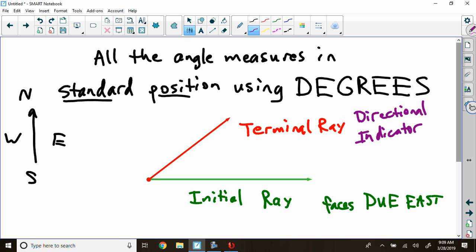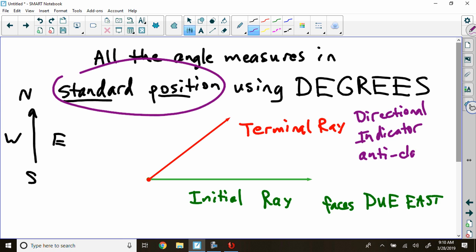So, when you talk about measuring angles in standard position, there's one way that the directional arrow normally goes. And it's counterclockwise. Some people call it anti-clockwise. It can go the other direction, and if it does, those angles have a negative measure. But if we have an arrow that indicates the direction goes this way, that angle would have a positive measure.